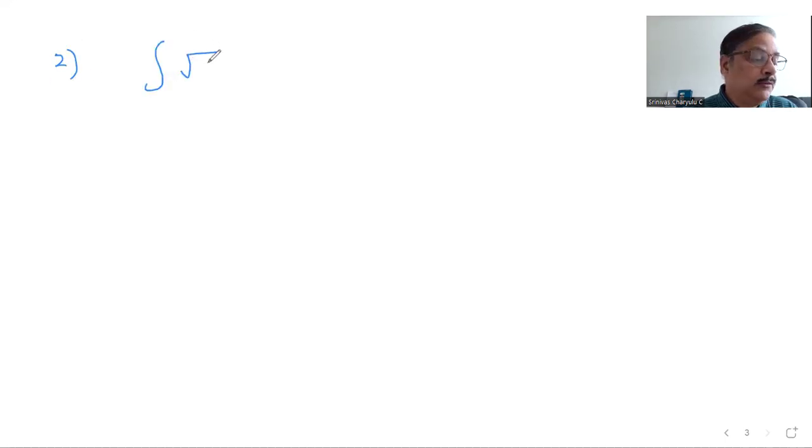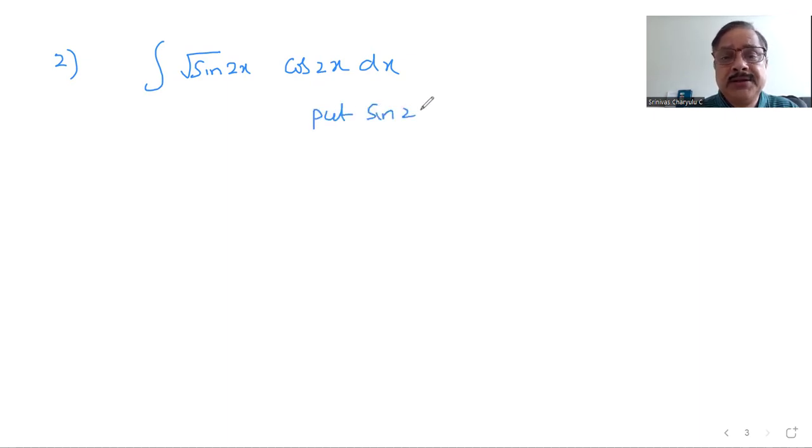Integral root of sine 2x cos 2x. These sums I have taken from your NCERT textbook of 12th standard. Please remember, here also this is the method of substitution. Put sine 2x is equal to t. Now don't confuse yourself by saying cos 2x is equal to t. It is sine 2x, because the root symbol is there, so it is easy to do this way.